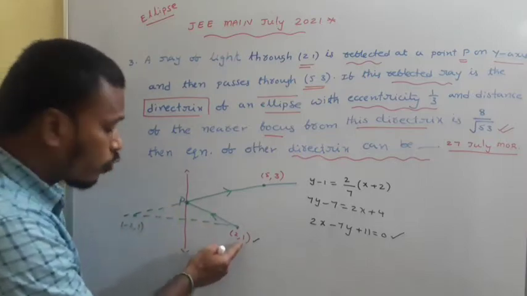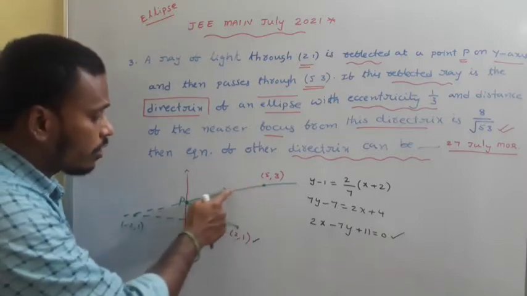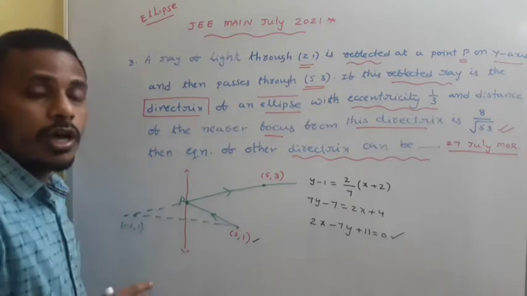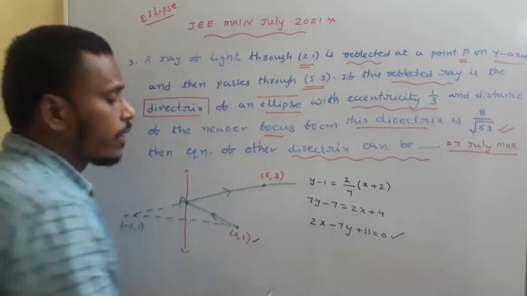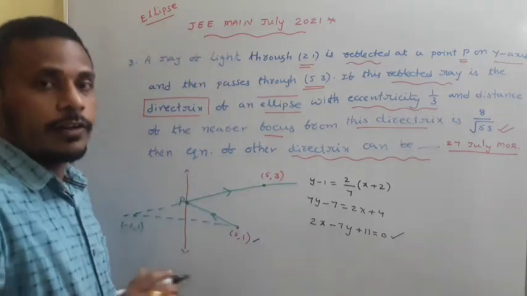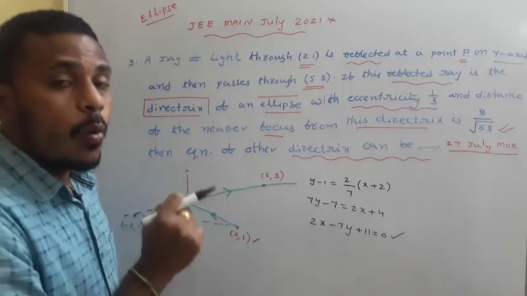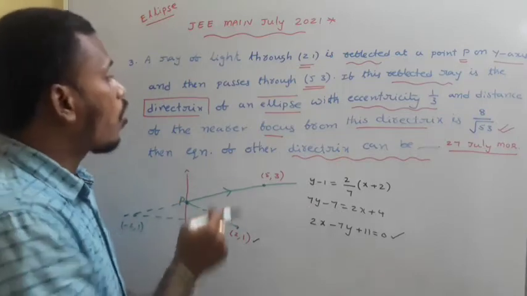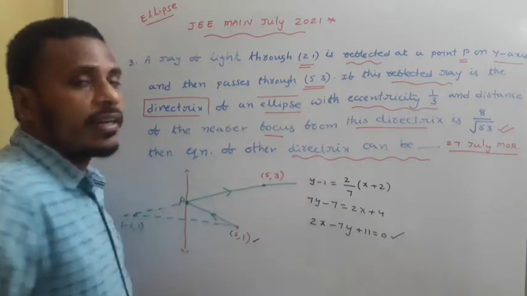Okay. The image of (2, 1) with respect to this y-axis is (-2, 1). So surely this reflected ray passes through that (-2, 1). So use these two points to find the equation of this reflected ray. So this is the equation of the reflected ray. After that, the reflected ray is the one directrix for the ellipse of eccentricity 1 by 3. We need to find out the equation of the other directrix.